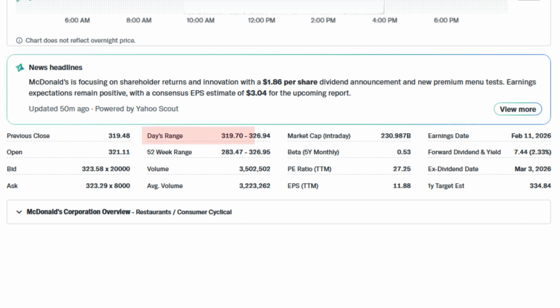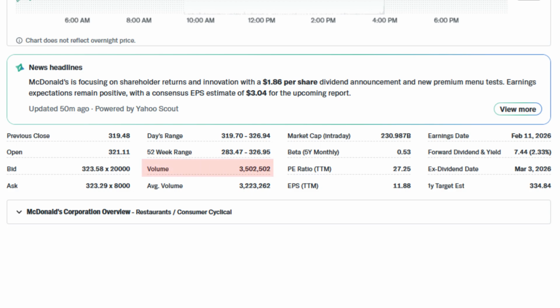The day's range from $319.70 to $326.94 shows the lowest and highest prices the stock traded at during the day. This helps you understand how volatile the stock was today. The 52-week range from $283.47 to $326.95 shows the lowest and highest prices over the last year, giving you a sense of where the stock currently sits relative to its recent history.